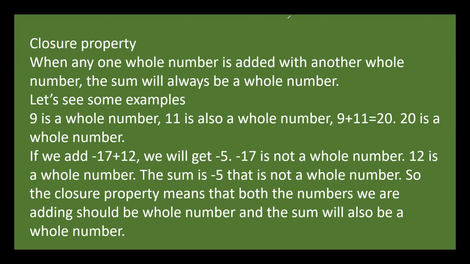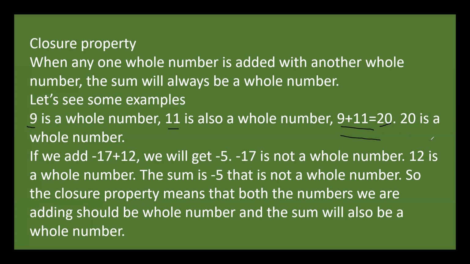Let's see some more examples. 9 is a whole number, 11 is also a whole number, so 9 plus 11 is 20. 20 is a whole number. So 9 is a whole number, 11 is a whole number, and when you add them, 20 is also a whole number. All these three numbers are whole numbers. So the closure property means that you are adding two whole numbers and the result is also a whole number.